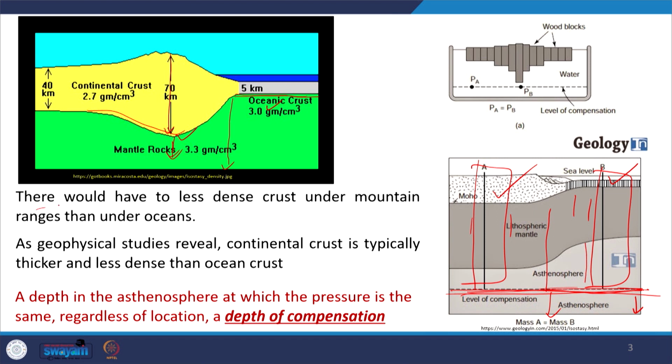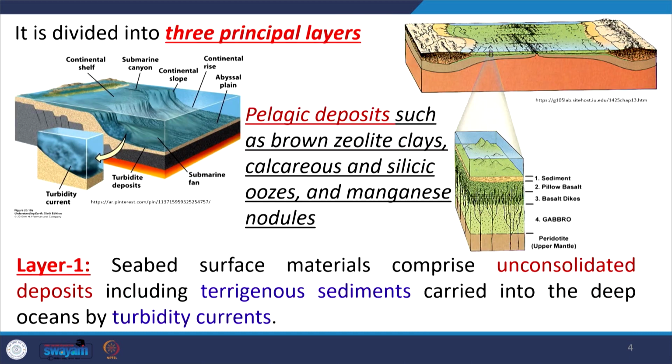So, there would have to be less dense crust at the mountain and high dense crust in the ocean basin. If you see here, it is 2.7 gram per centimeter cube, however, it is 3 gram per centimeter cube. So, after the level of compensation, the pressure remains constant or increases at a certain rate. That is why the continental crust and the oceanic crust lie side by side in an isostatically balanced manner. And the oceanic crust is divided into three principal layers.